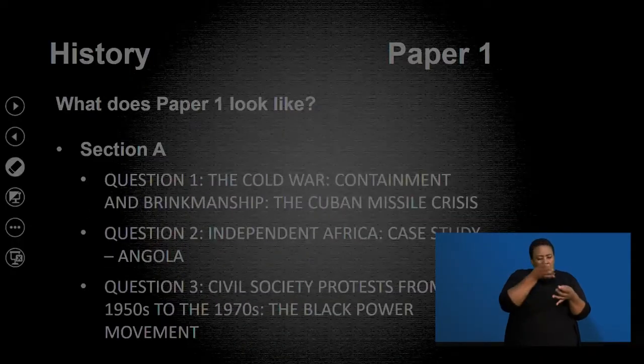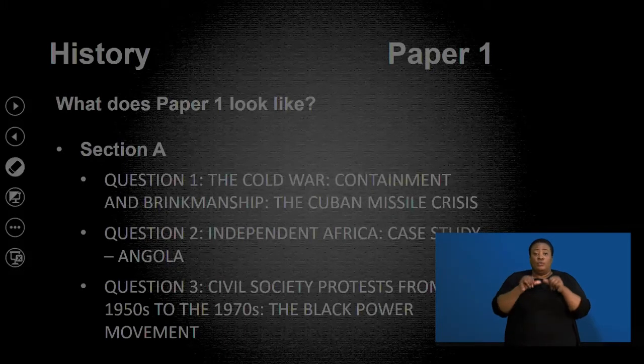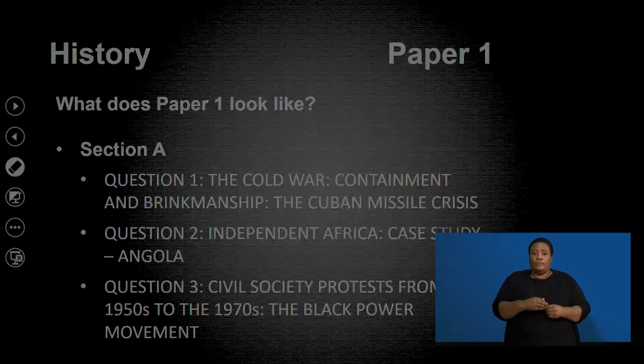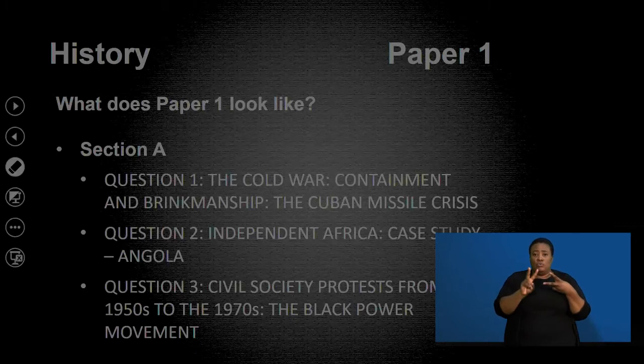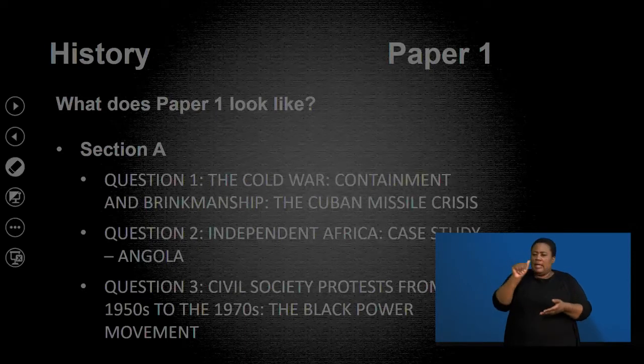If we look at the breakdown of section A, it consists of question 1, which is the Cold War, containment and brinkmanship, the Cuban Missile Crisis. And then there is question 2, which is independent Africa, the case study is Angola. Question 3 is civil society protests from the 1950s to the 1970s, the Black Power movement.